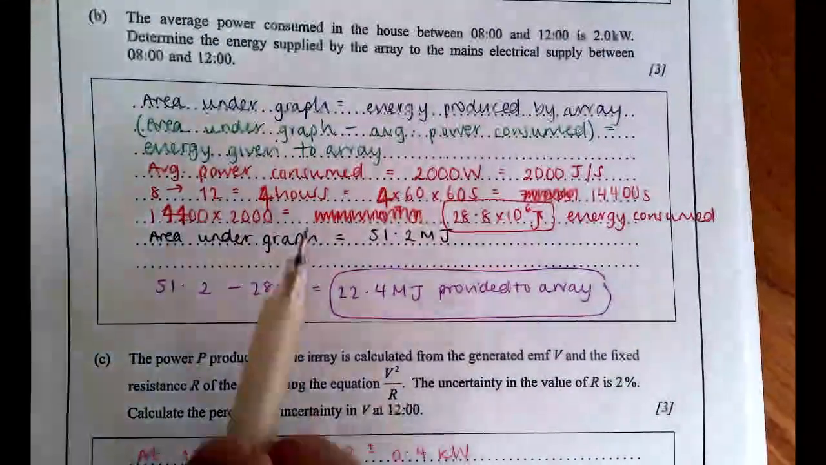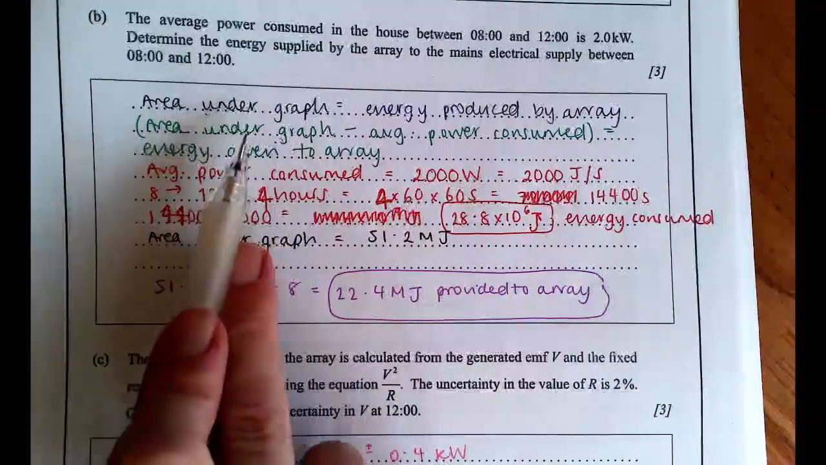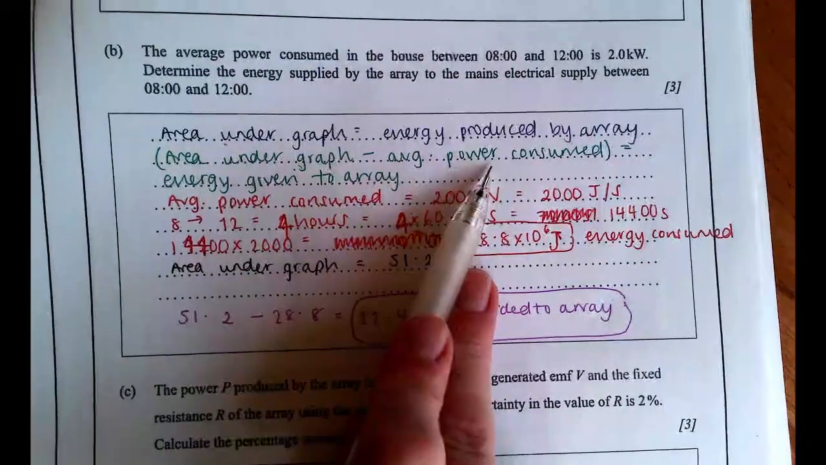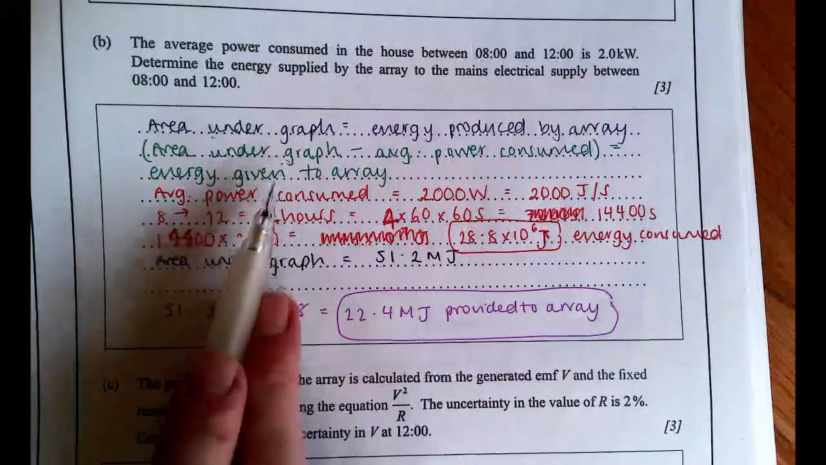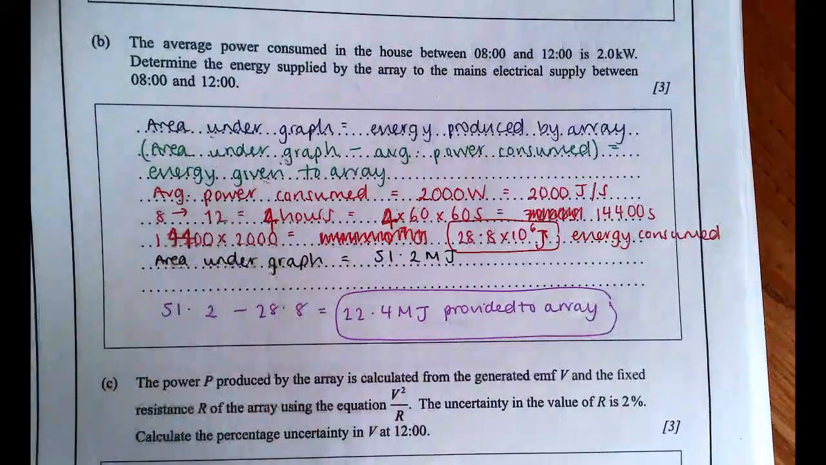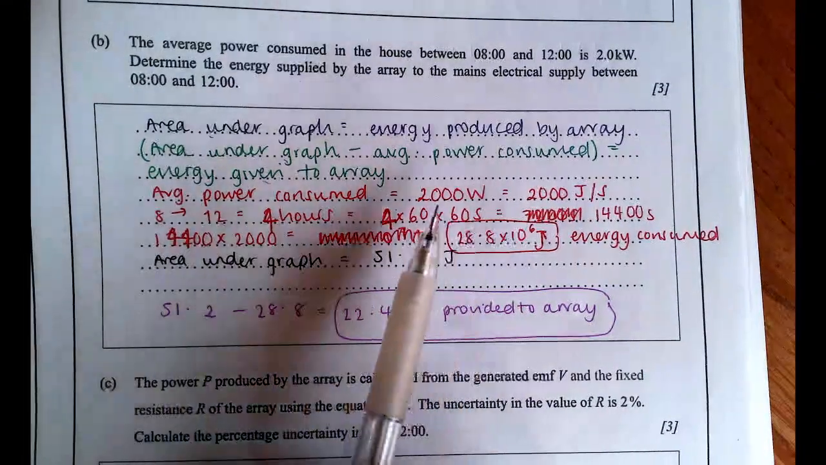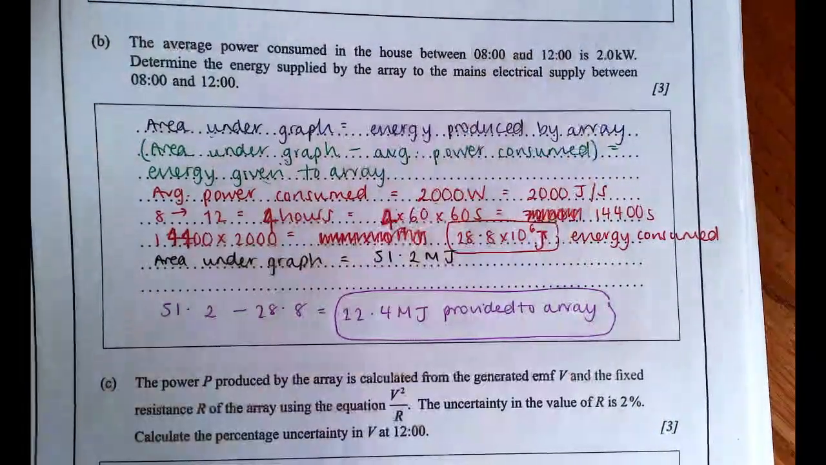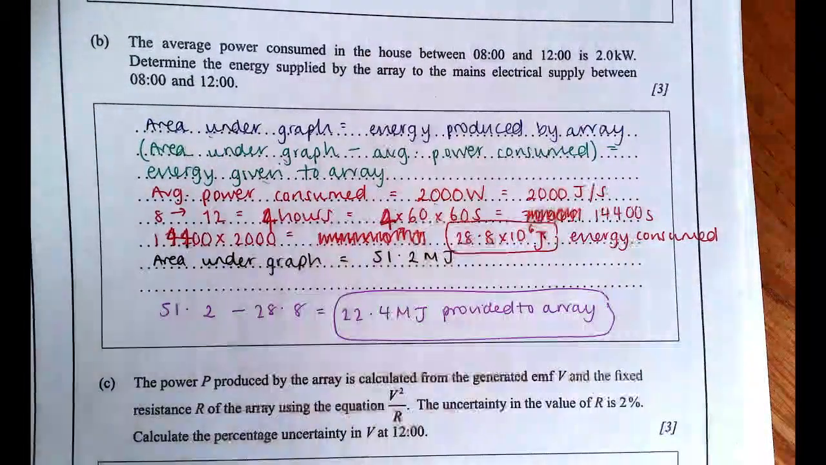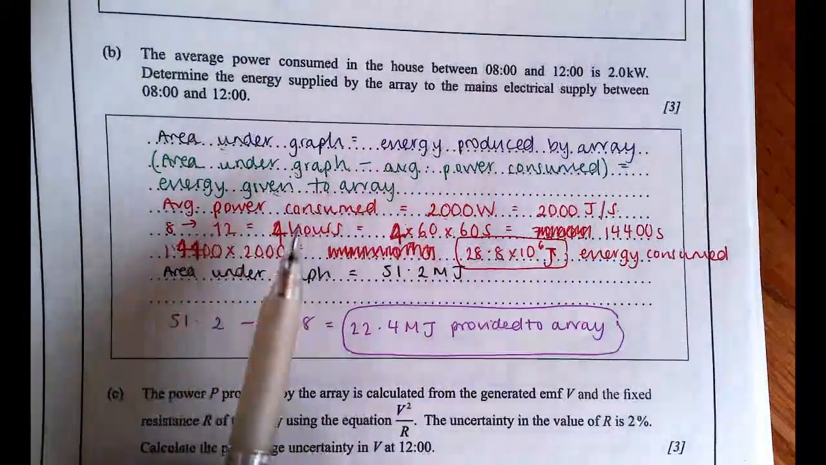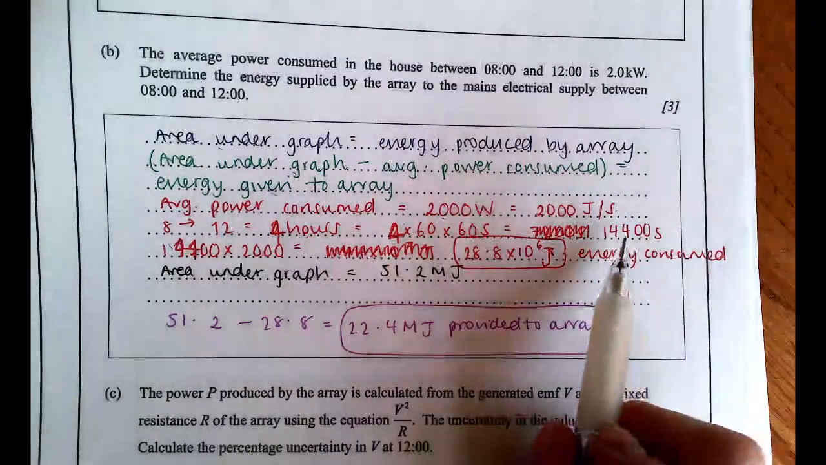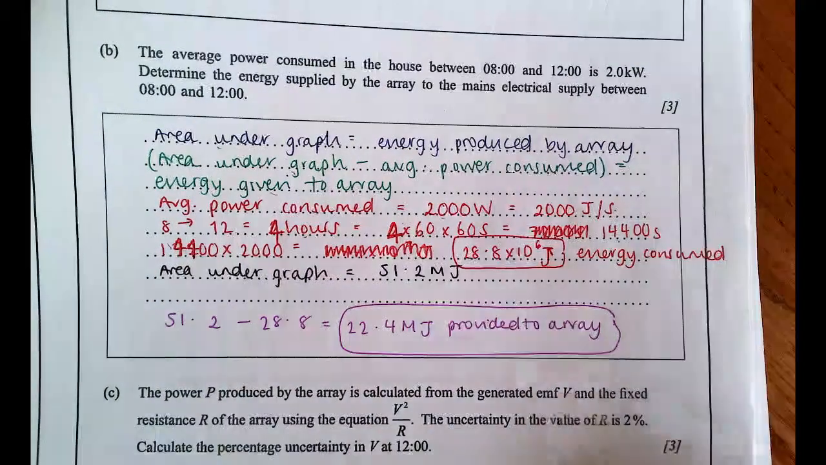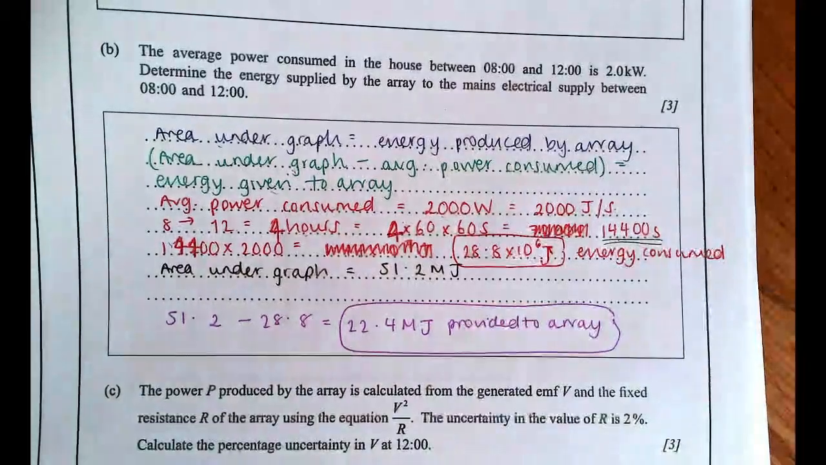That's the first thing I did. I then know that the area under the graph, which is the total energy produced, minus the energy consumed by the house, must be whatever was left over, and that's given to the grid. Now I know that 2 kilowatts was used between 8 and 12 by the people in the house, which is 2,000 joules per second. They did that between 8 and 12, which is 4 hours, which is 14,400 seconds. So that's how long we're looking at.